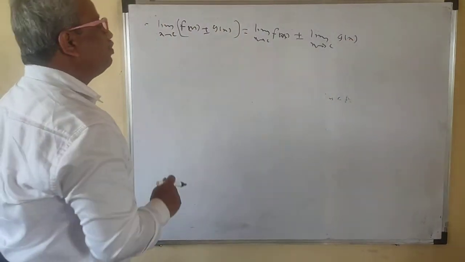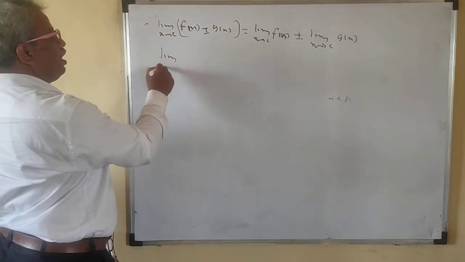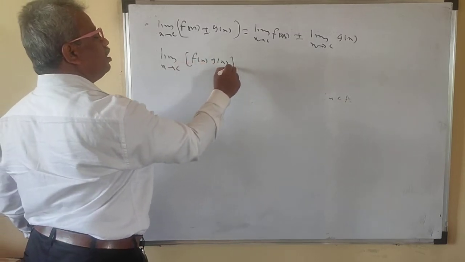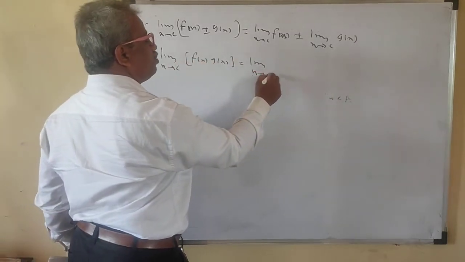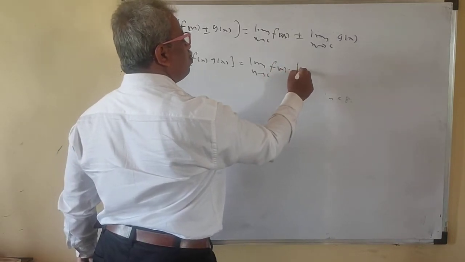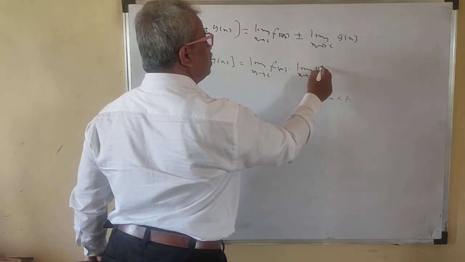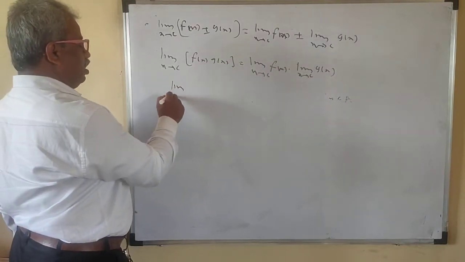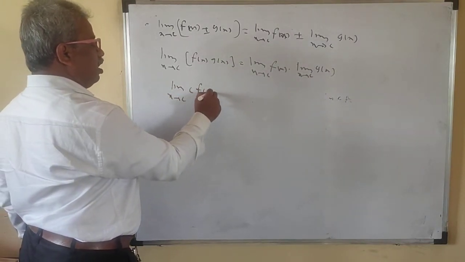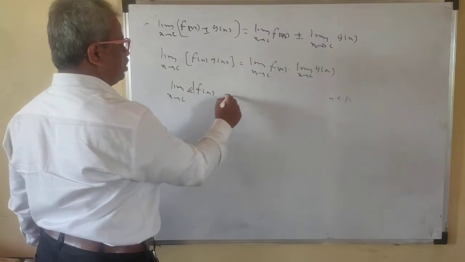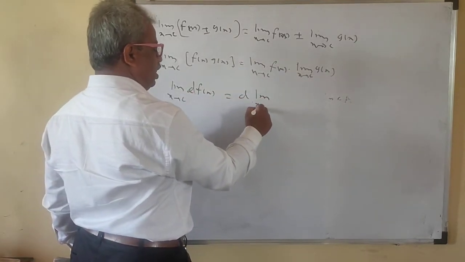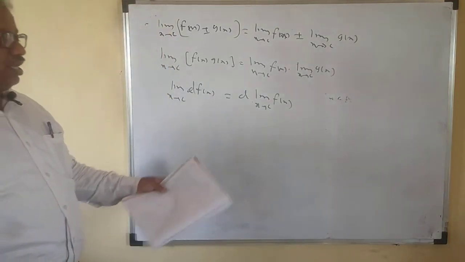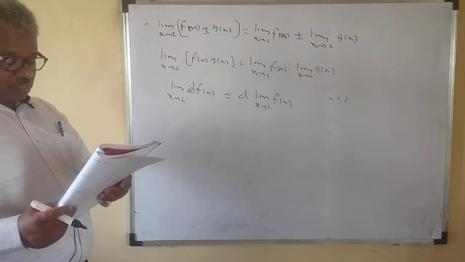Similarly for product, limit x tends to C, f of x into g of x is equal to limit x tends to C, f of x into limit x tends to C, g of x. Similarly, if there is a constant d, limit x tends to C, d f of x is d times limit x tends to C, f of x. D is independent of x.